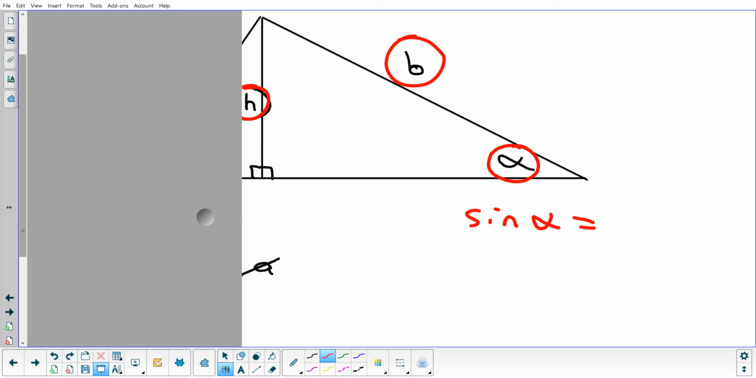That would be the opposite over adjacent. I mean hypotenuse, right? And can you just tell me what those are in this one? H over B.